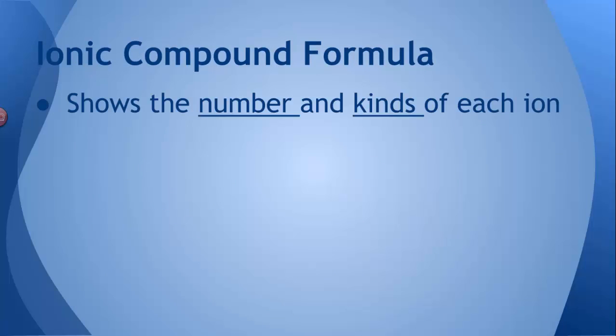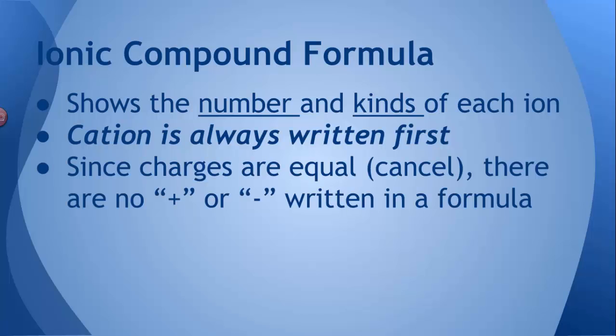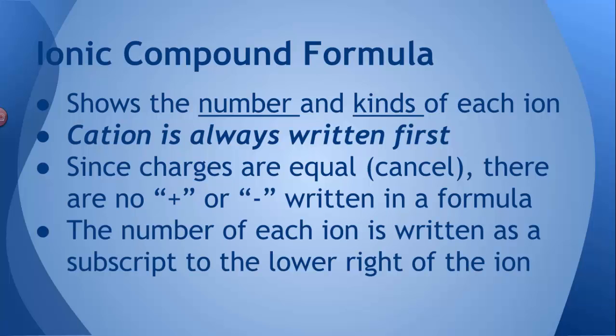So, to write a formula, an ionic compound formula shows you the number and kinds of each ion in that compound. The cation is always written first, so it's always the metal part first. And since we're canceling out the charges, positive and negative charges are equal, they cancel each other out, that means we don't have any pluses or minuses in our formula. They're gone, they're neutralized.